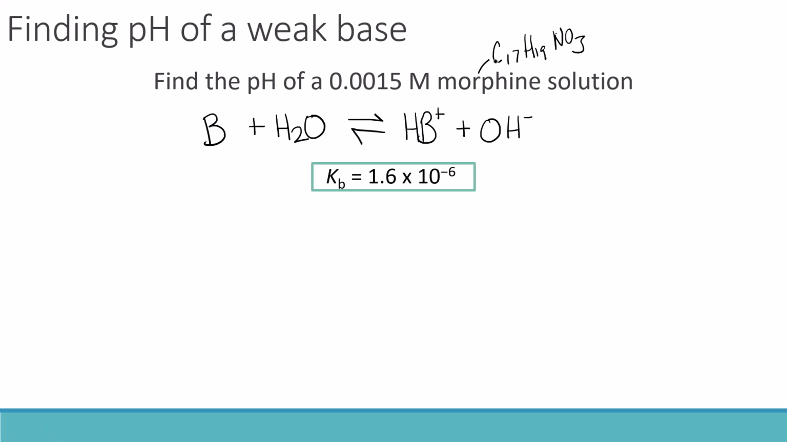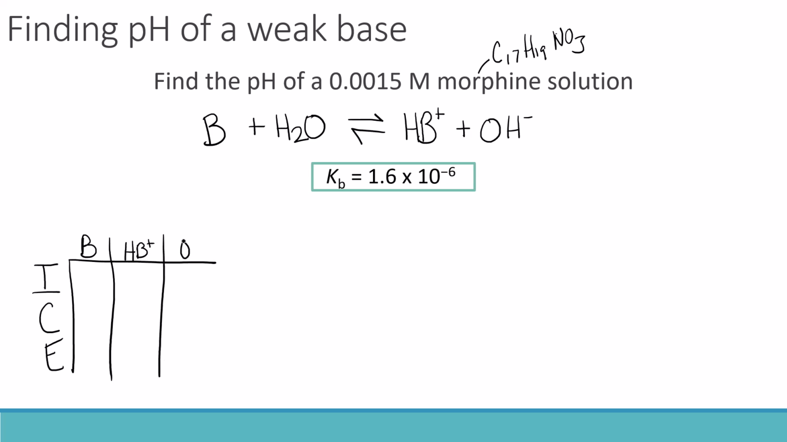Once we have this on the paper, it's a weak base, right? It's an equilibrium problem. So again, one of the first things we're going to want to do is go ahead and draw our ICE table. In our ICE table, we're going to have our reactants, so B for base. We do not include water because it's a liquid. Our products, HB+ and hydroxide.